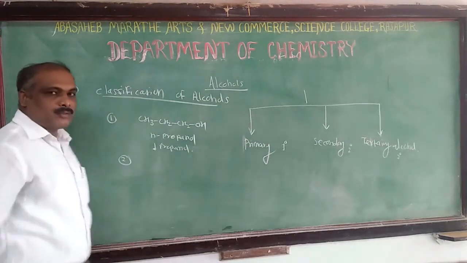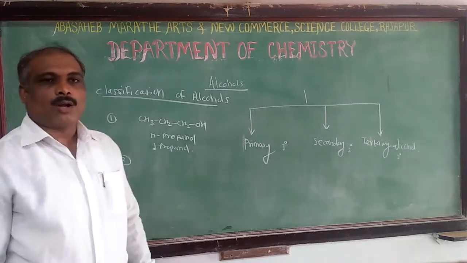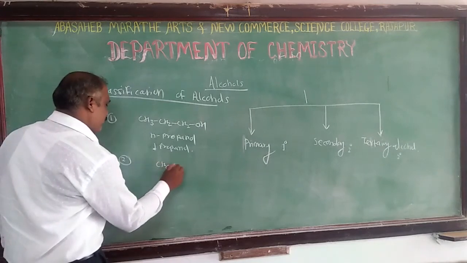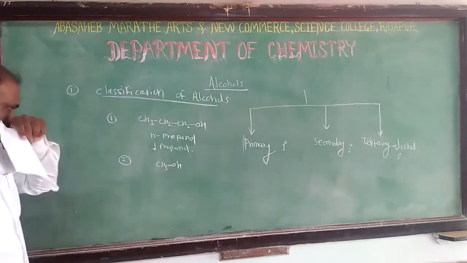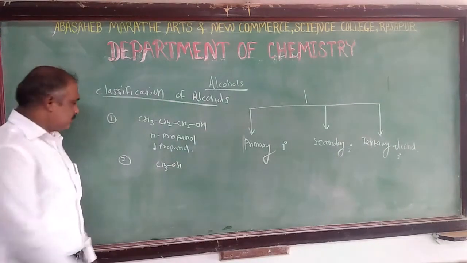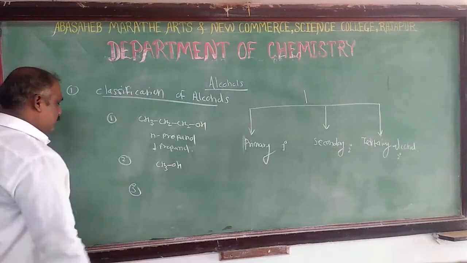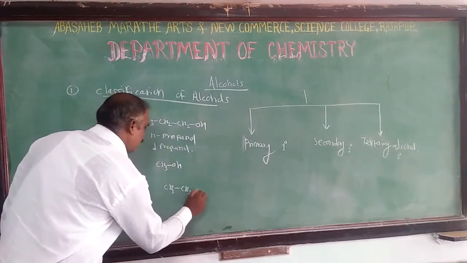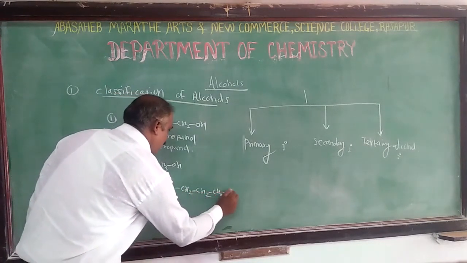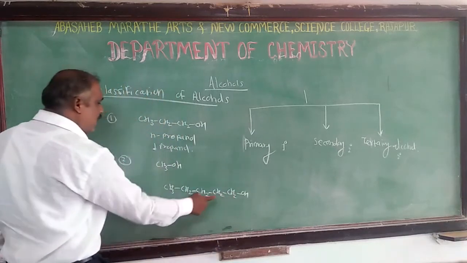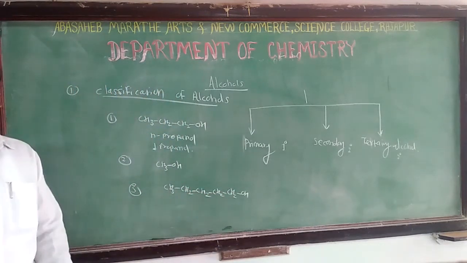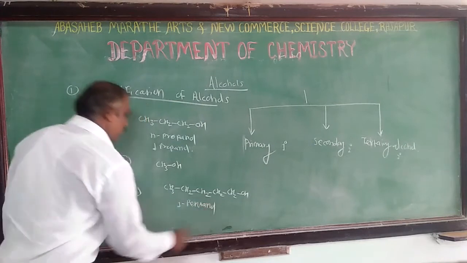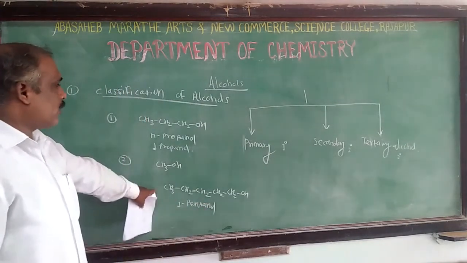Another example of a primary alcohol is methanol. It is also a primary alcohol. The third example has one, two, three, four, and five carbons, so it is 1-pentanol. It is also a primary alcohol.